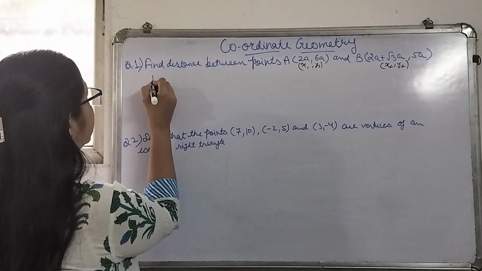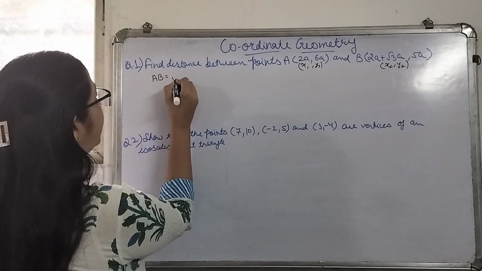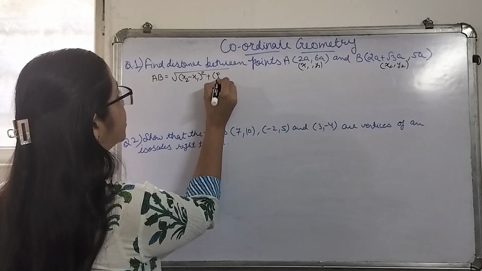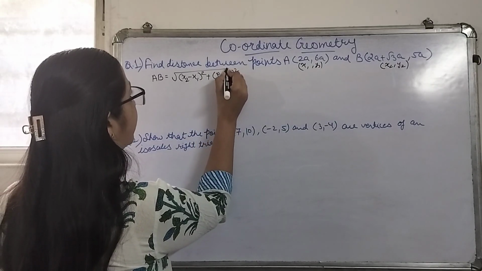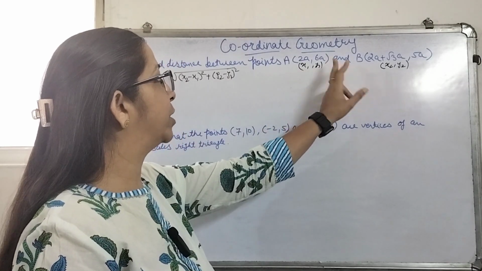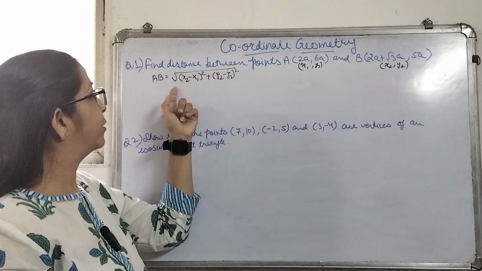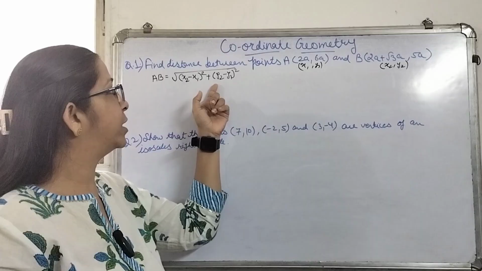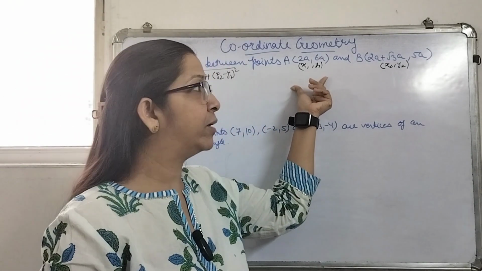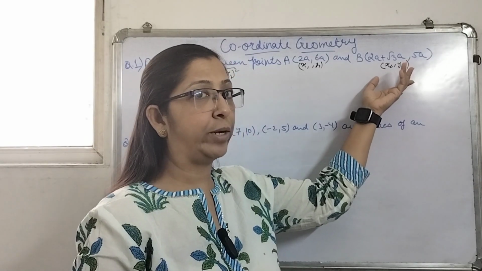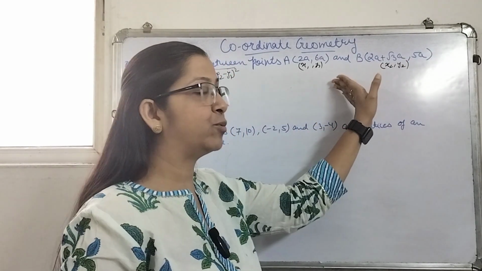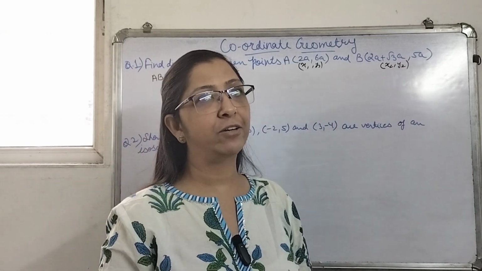We can find the distance between two points by the formula root of (x2 minus x1) whole square plus (y2 minus y1) whole square. We have already learned about this in the previous video. Any point could be taken as x1, y1 and any point as x2, y2. This could even be taken as x1, y1, no issues. We can take any as x1, y1 and any as x2, y2 as per our convenience.